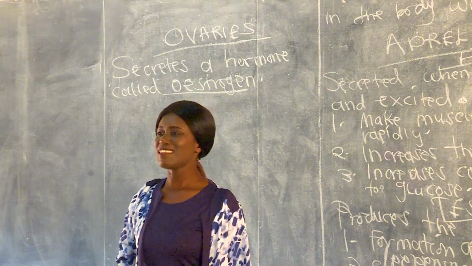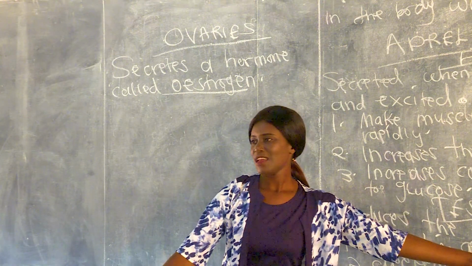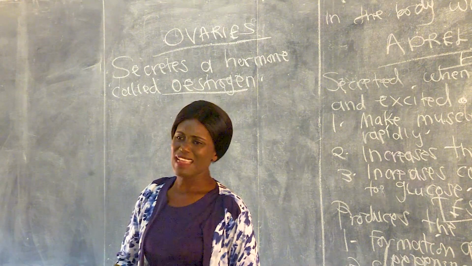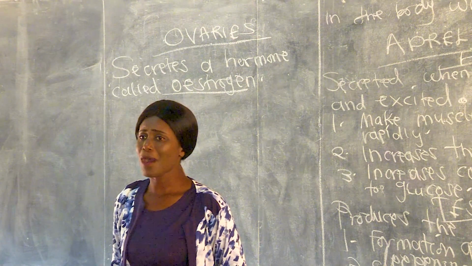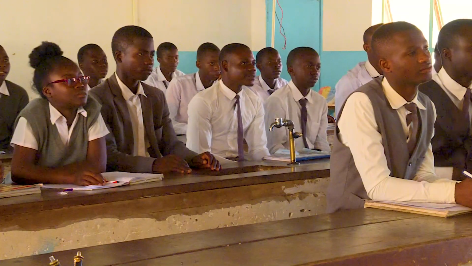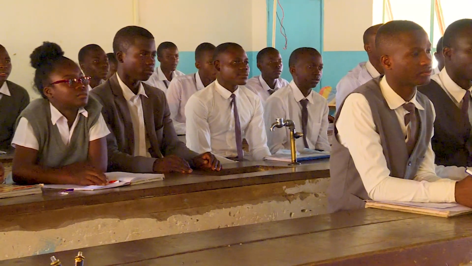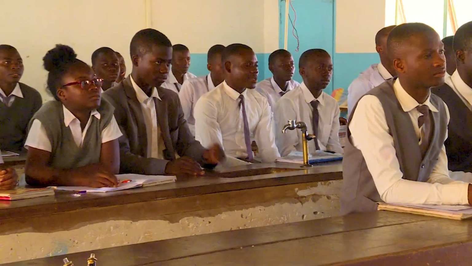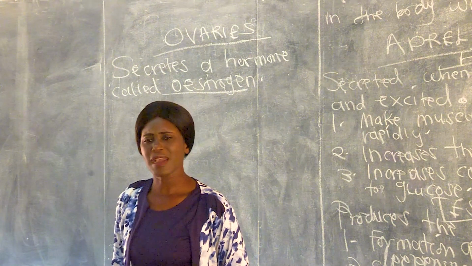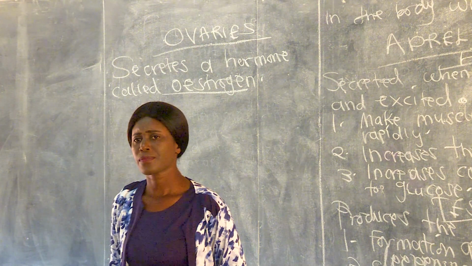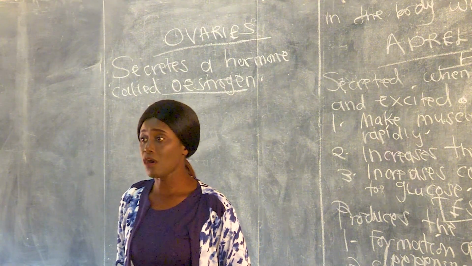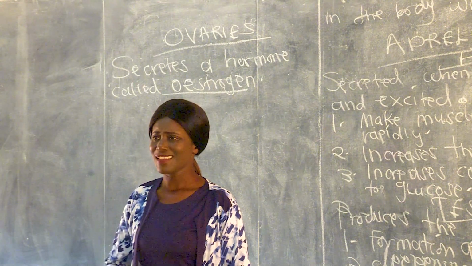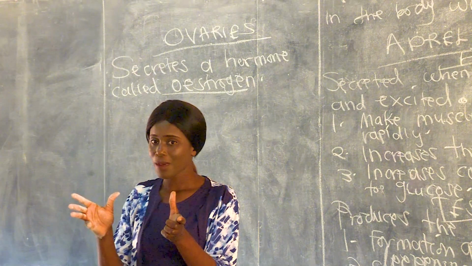The function of estrogen is a bit similar to that of testosterone. Estrogen is a hormone that brings about secondary sexual characteristics in girls. I want two people to give me examples of secondary sexual characteristics in girls. Yes, Mungalipi. Very good. Once estrogen is secreted in the body, it makes girls develop hips.